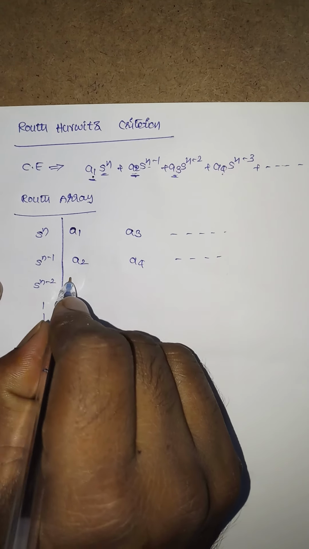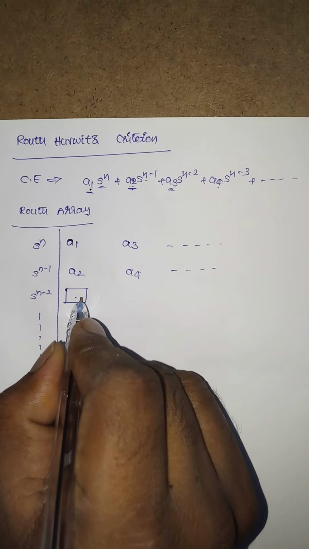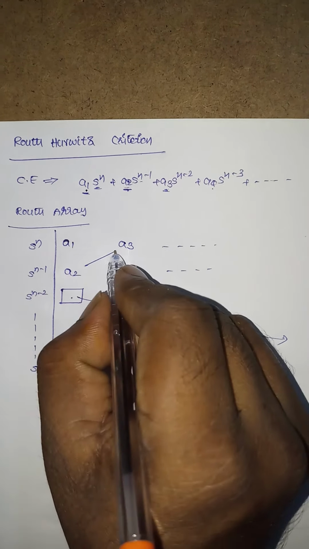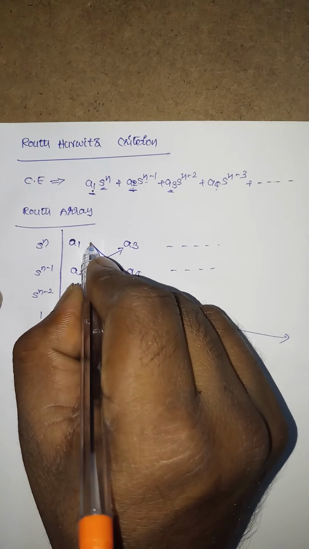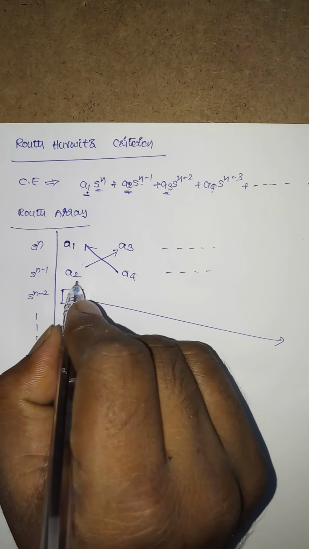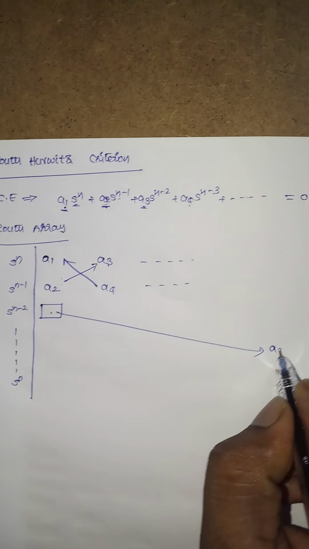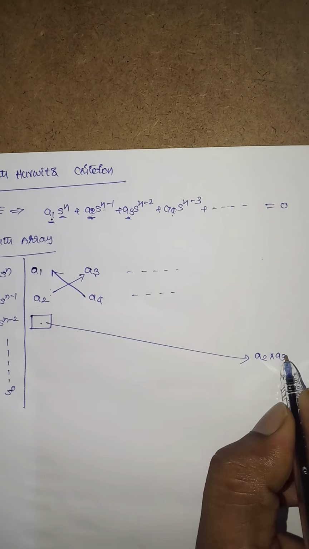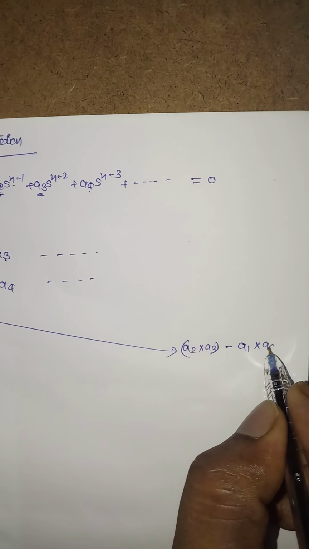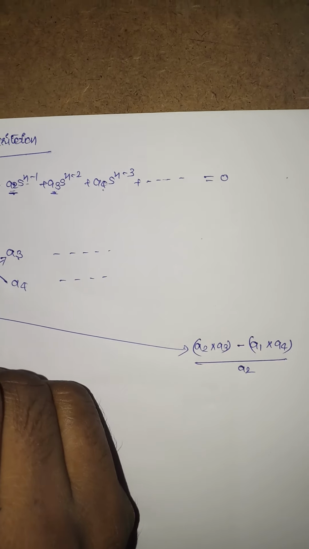And if I want to find this element, multiply these two things and multiply these two things, subtract, and divide this subtraction by this element, that is a2 into a3 minus a1 into a4 divided by a2. So this is the value here.